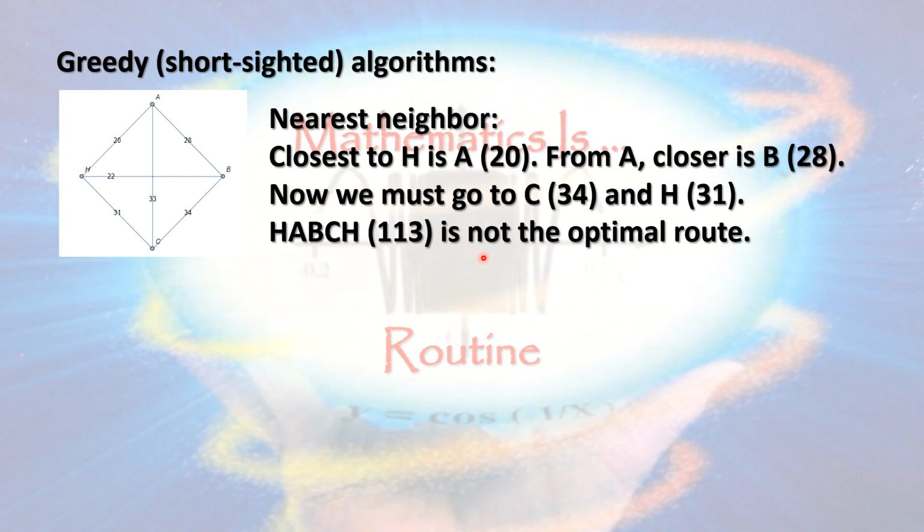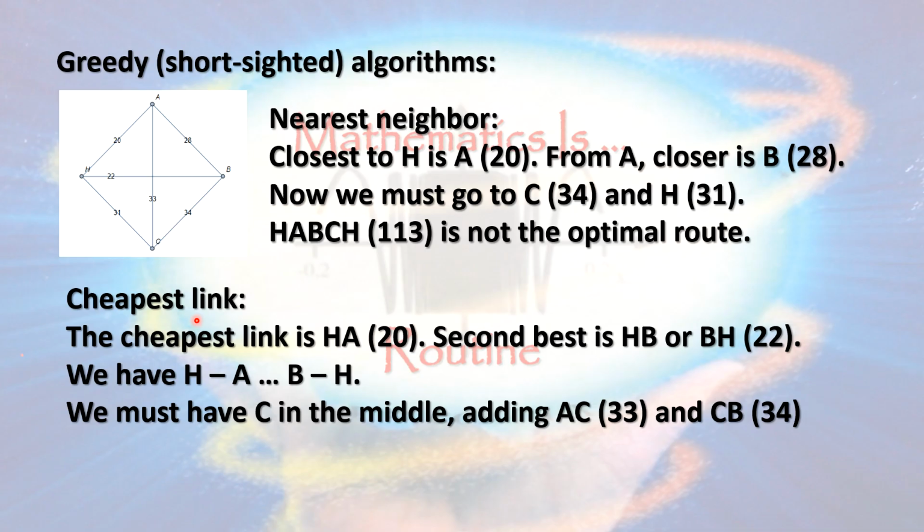is not the best. Another way to go is more indirect. Which is the absolute cheapest step? H to A at 20 is the cheapest, so let's include that. What's the next cheapest? H to B is 22, so let's include that as well. But what choices do we have left?